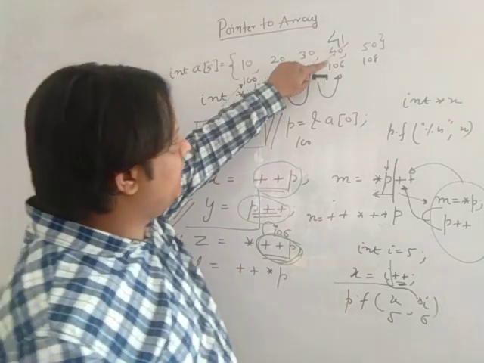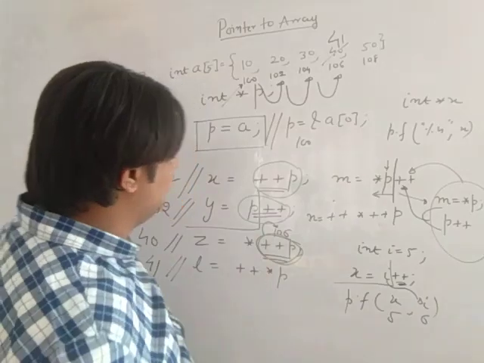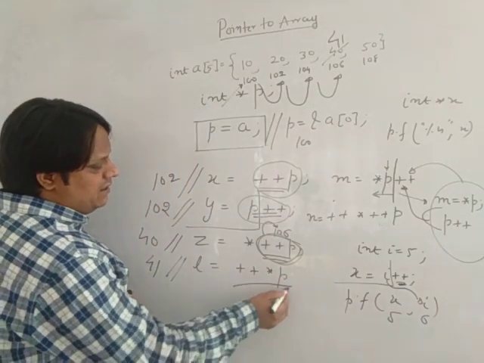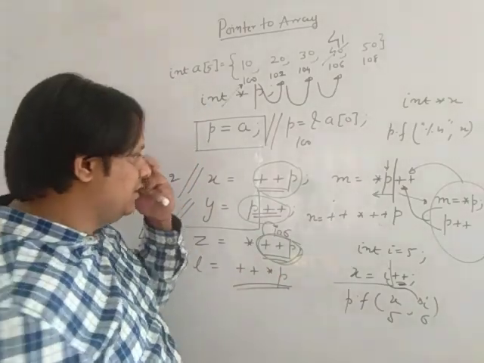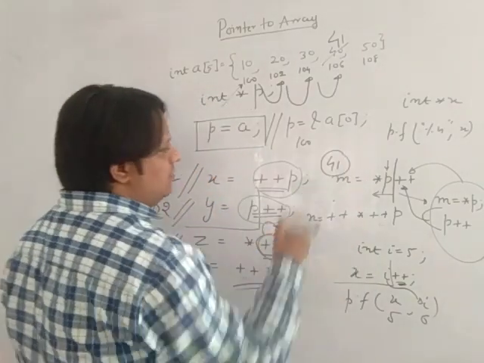So your p is pointing at 106. What is the star of 106? The value has changed, it is 41 now. Up to here it was 40, but after the previous line it changed the value 40 to 41. Therefore the value of m is 41 only. So the value of m is 41.